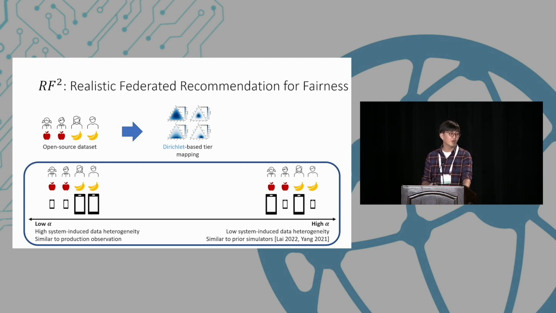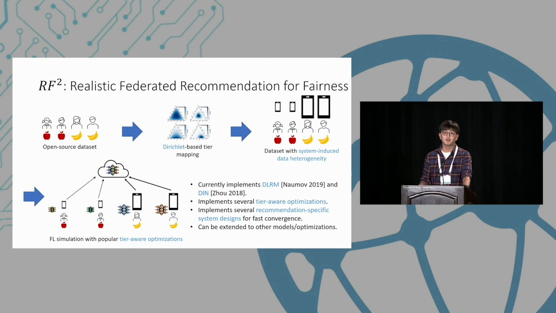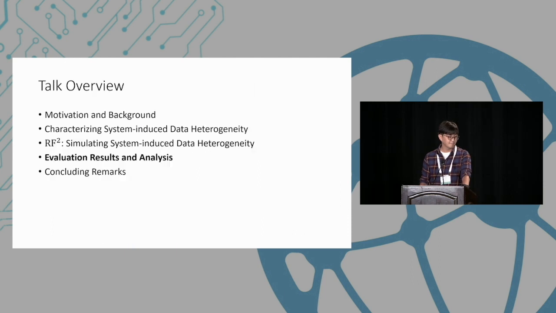And there is a parameter alpha, and by tuning the parameter, we can make the system-induced data heterogeneity really high, as we saw in our production example, or we can also make it very low, and that will be similar to what prior work assumed. With the synthesized system-induced data heterogeneity, RF² supports training popular recommendation models using federated learning, such as DLRM or DIN, and using popular tier-aware optimizations. And finally, it can estimate the resulting accuracy and fairness. For more details about our system, please again refer to our paper. And now let's look at some interesting results.